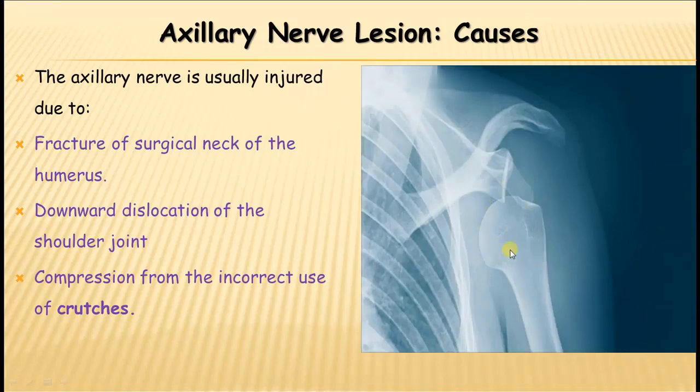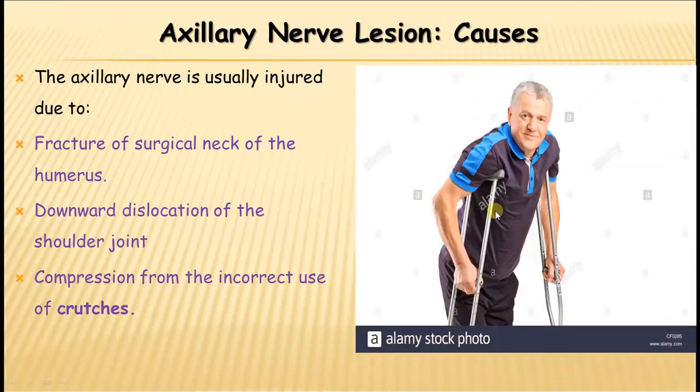So here what you are able to see is the head of the humerus dislocated from the glenoid fossa of the scapula, an inferior dislocation. When it comes down, naturally it is going to stretch the axillary nerve which is present here. So surgical neck fractures and inferior dislocation of the shoulder joint are very much prone to axillary nerve injury, and also improper use of crutches.